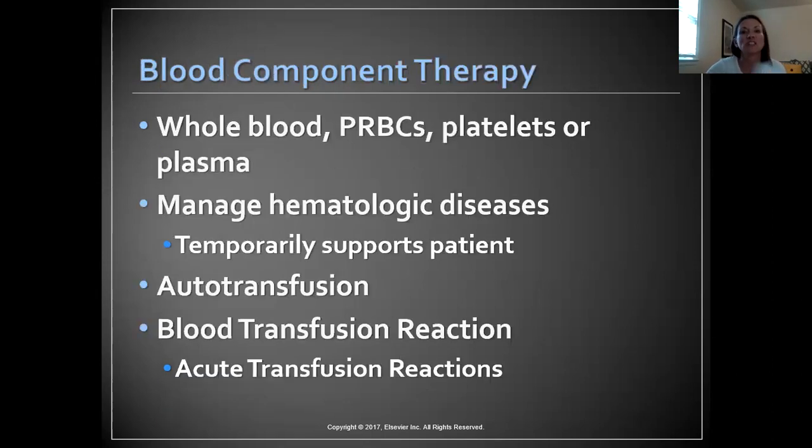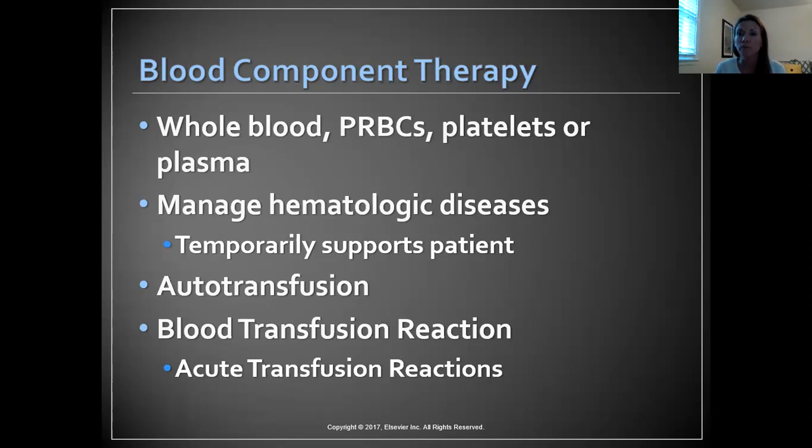And the last slide here is just about blood component therapy. So administration we can give to treat these hematologic diseases or manage them. So these are used to manage, not treat. They temporarily support the patients while we treat them for their underlying issues. So we can give whole blood, packed red blood cells, platelets, or plasma.